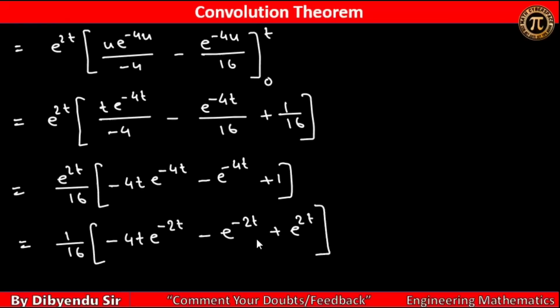e to the power 2t minus e to the power minus 2t minus 4t e to the power minus 2t, divided by 16. This is the final answer. So I am repeating. In the question paper, a function will be given which is the product of F(s) and G(s). First you have to identify which one is F(s) and which one is G(s). After getting F(s) and G(s), you have to calculate f(t) and g(t), then apply convolution. Clear? Let's solve another problem.